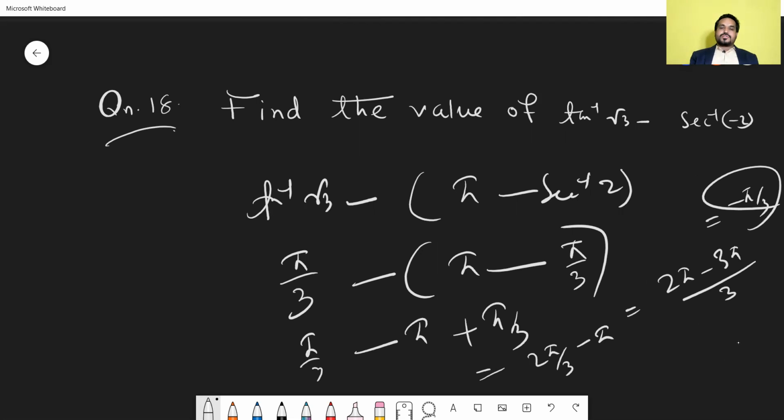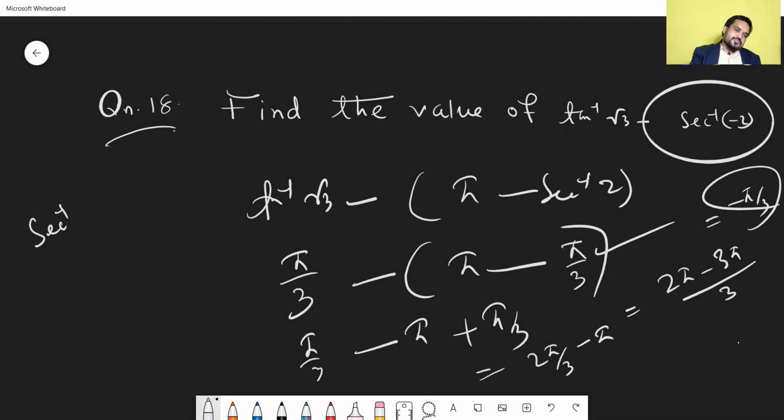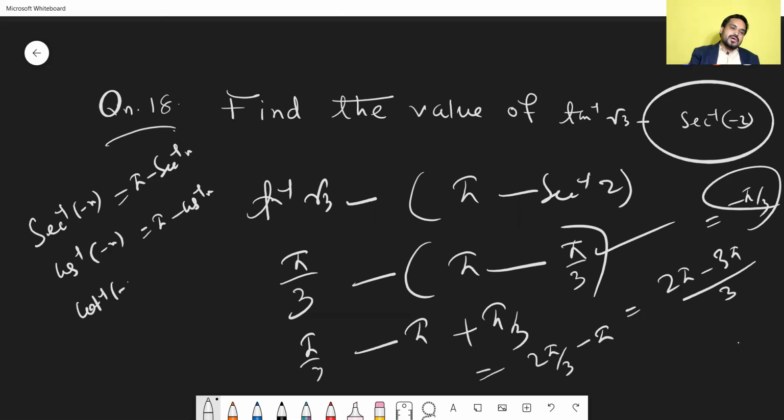This is sec inverse 2 is cos inverse 1/2, which is 60 degree. Cos 60 degree is 1 by 2. So sec 60 degree is 2. So pi by 3. So here the formula for sec inverse minus 2: sec inverse minus x is pi minus sec inverse x. Similarly, cos inverse minus x is what? Pi minus cos inverse x. Earlier we have discussed also, cot inverse minus x is what? Pi minus cot inverse x. So question number 18 completed.